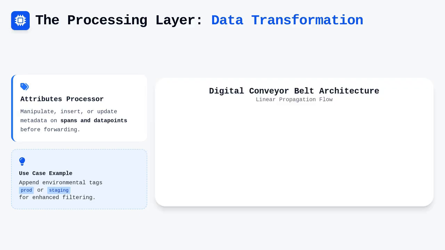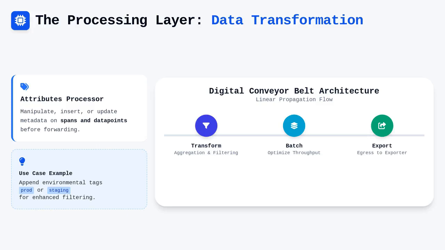Think of this pipeline as a digital conveyor belt where each station must be perfectly calibrated to avoid creating bottlenecks or data corruption.